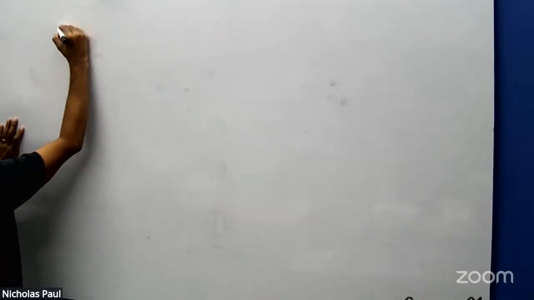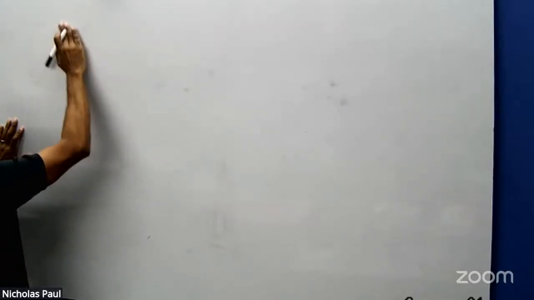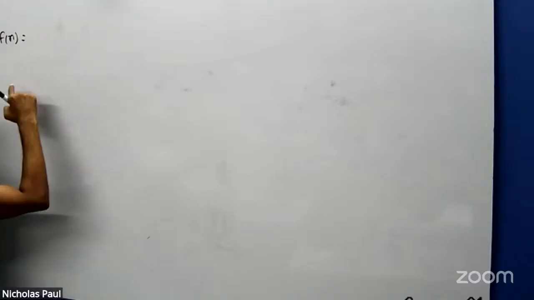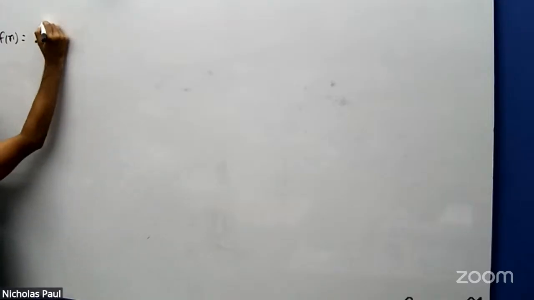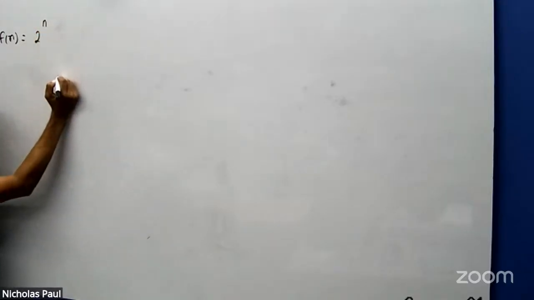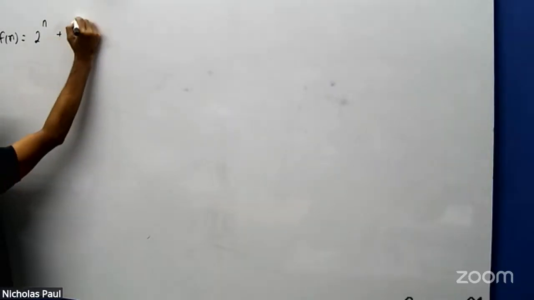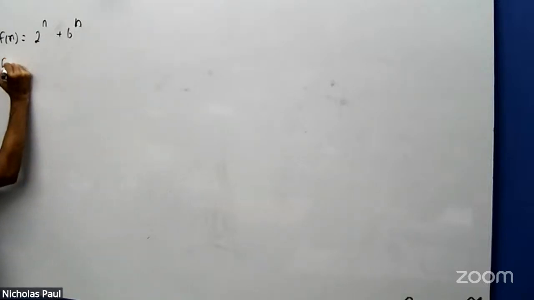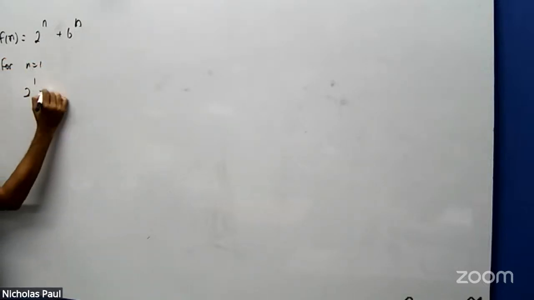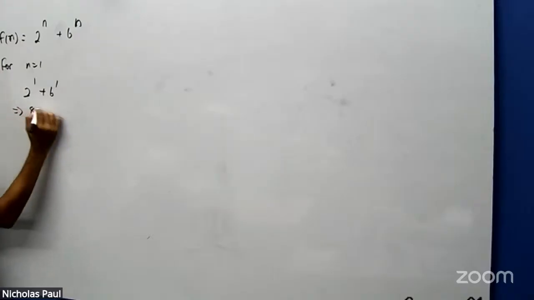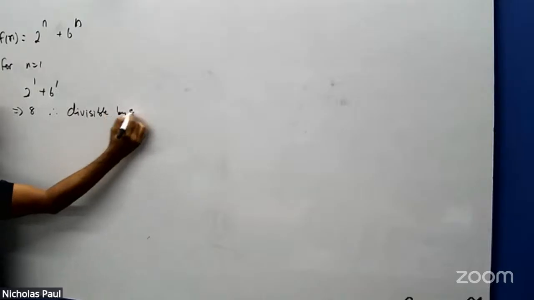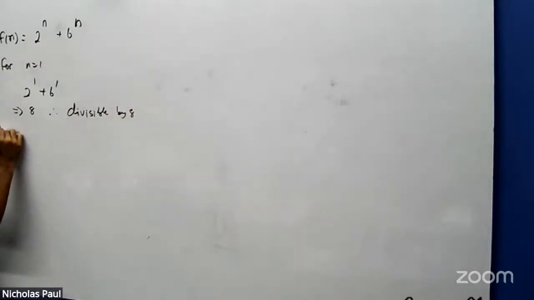So we know that f(n) is equal to 2 to the n plus 6 to the n. For n equal to 1, that's 2 to the 1 plus 6 to the 1, which is 8. Therefore, it is divisible by 8. And then assume true.